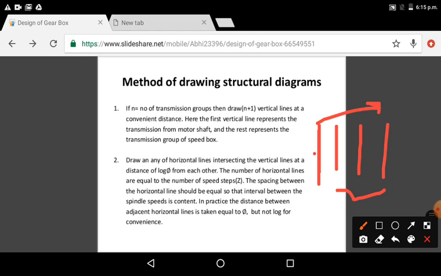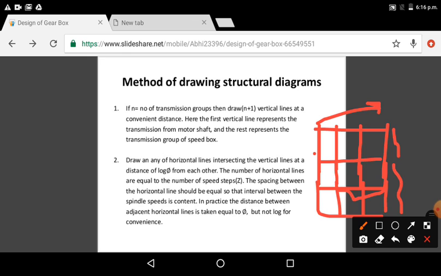The number of horizontal lines is equal to the number of speed steps, right? Means as per the Z we have to draw the horizontal lines. If Z is equal to 3, then we have to draw 3 horizontal lines. The spacing between the horizontal lines should be equal so that the interval between the spindle speeds is constant. So the distance between all the horizontal lines should be equal to keep the spindle speed constant.